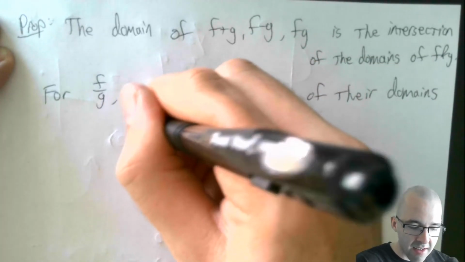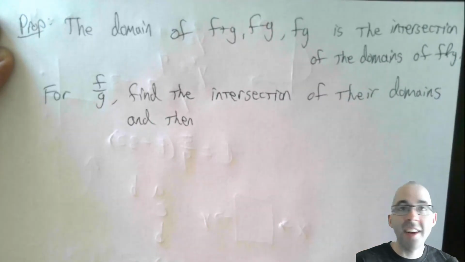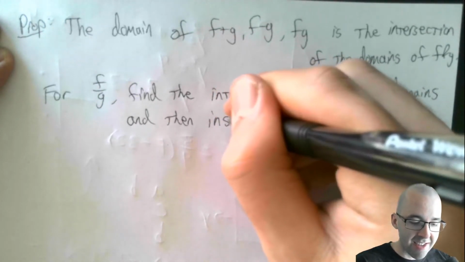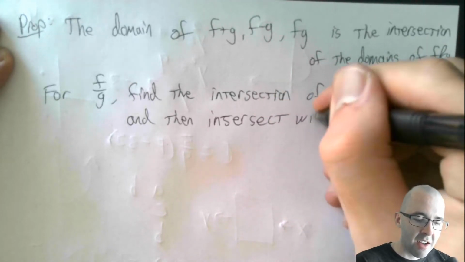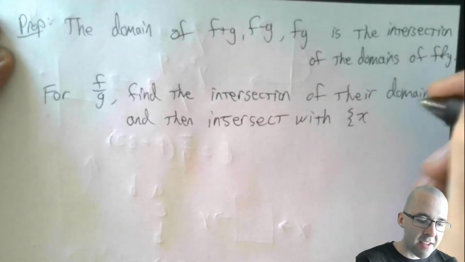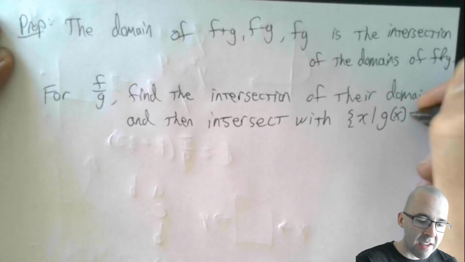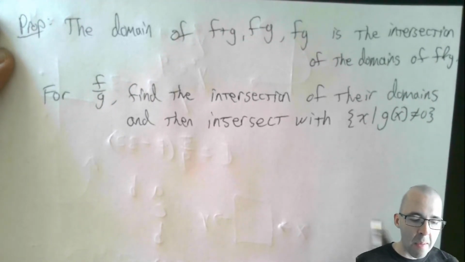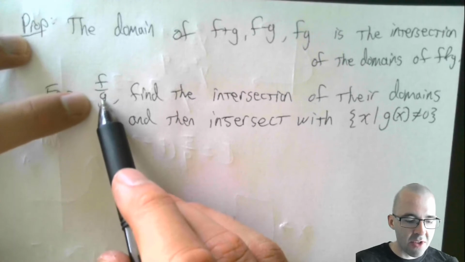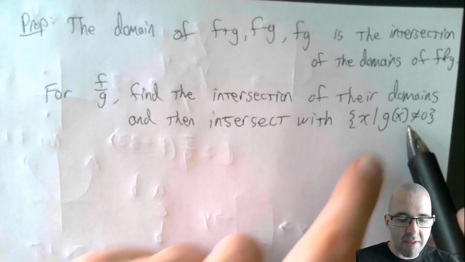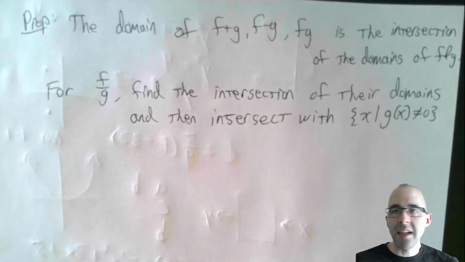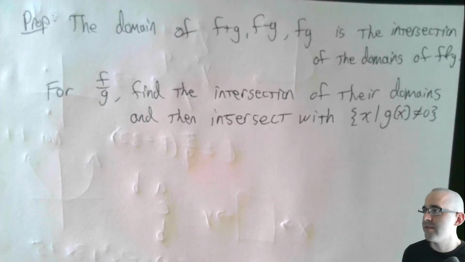And then we got another intersection. So then intersect with the set of all x such that g of x is not equal to 0. So find the intersection of the domains of f and g, and then combine that, because we can't divide by 0. So everywhere where g is equal to 0 needs to be excluded from that domain as well.